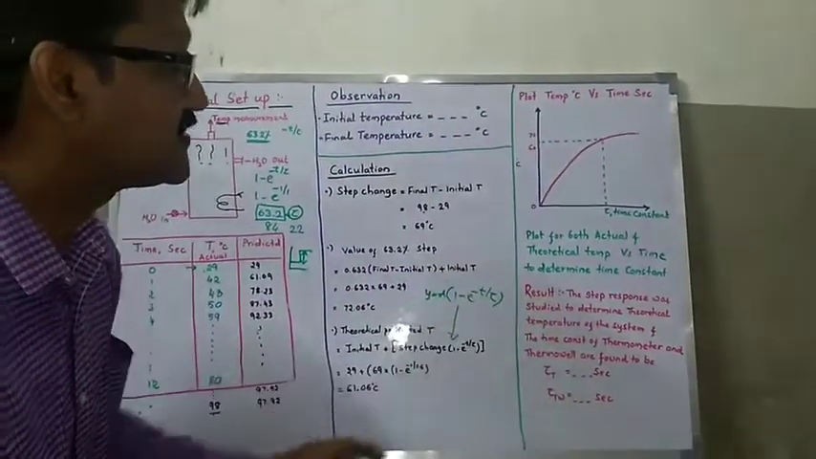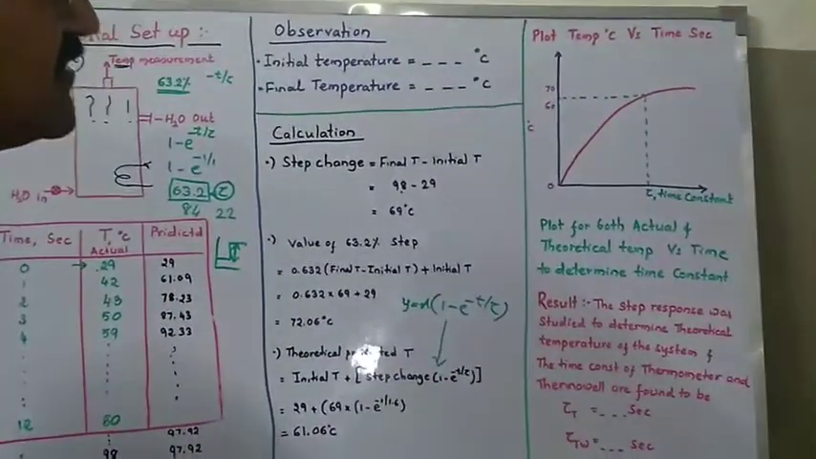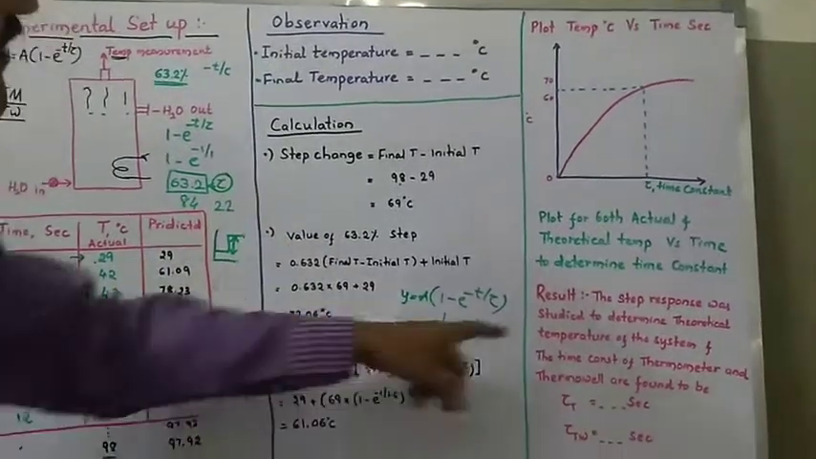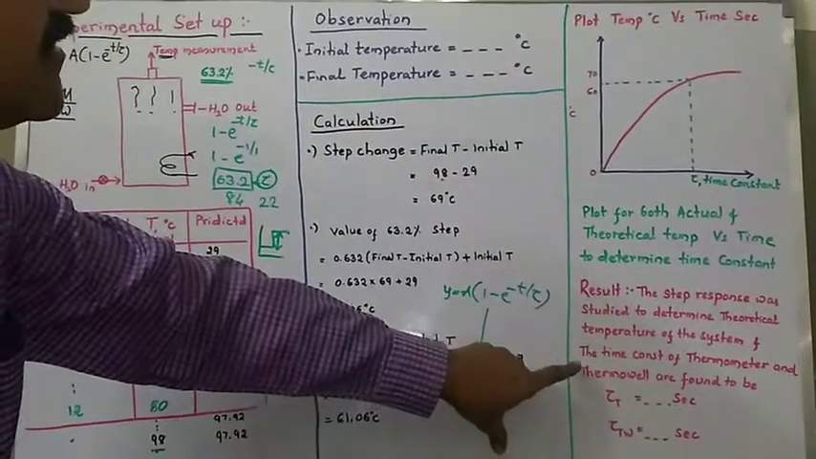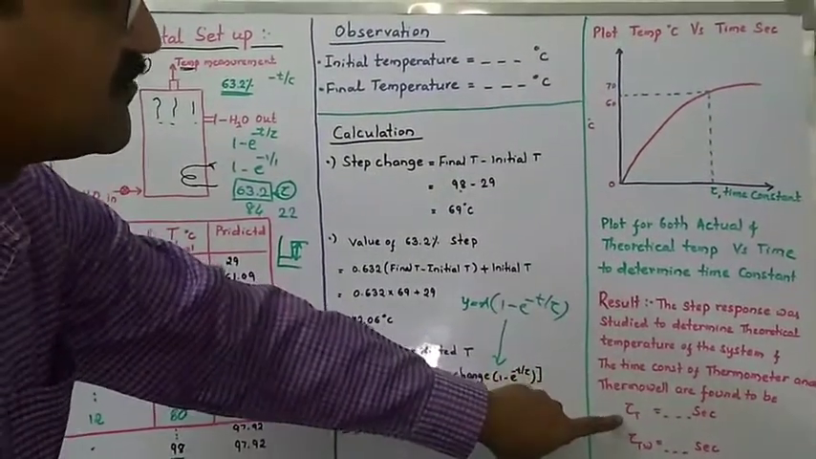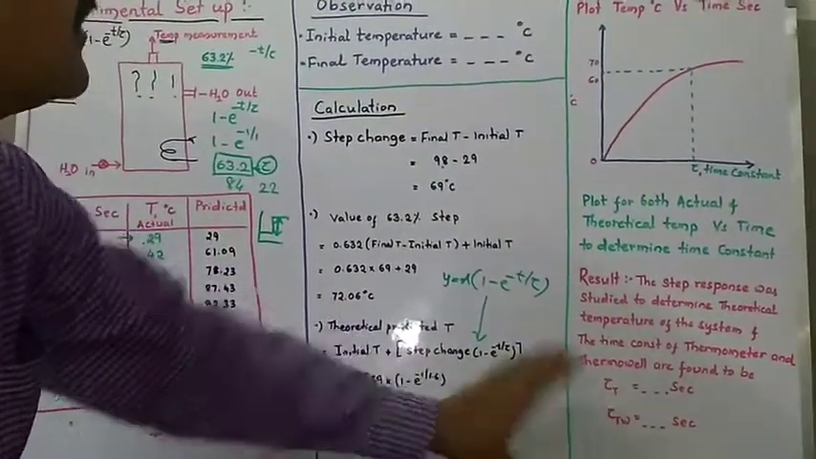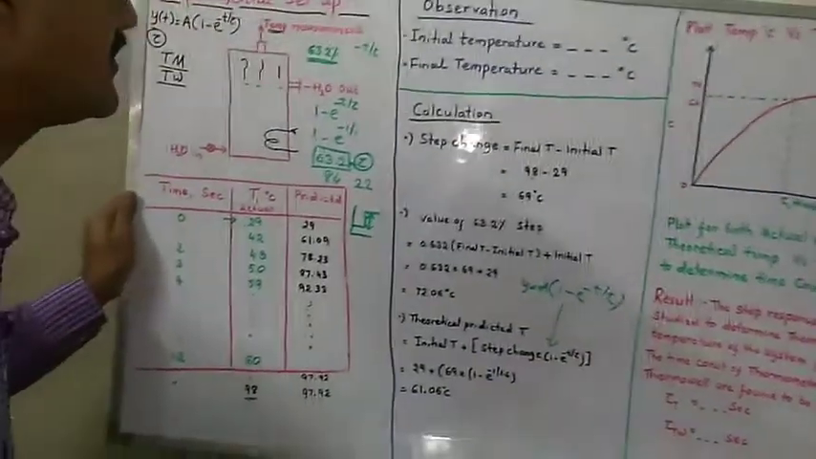So what is the result? The step response was studied and we have determined the theoretical temperature of the system, and also we have predicted the time constant of the thermometer as well as the thermowell. So this is all about experiment number 1.